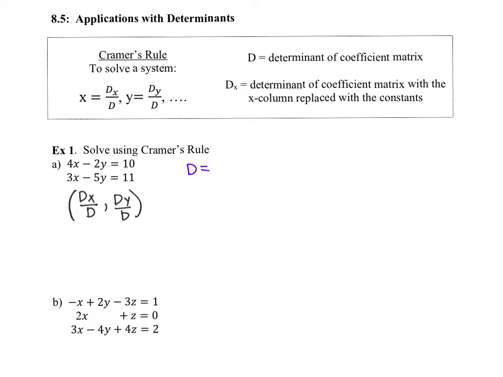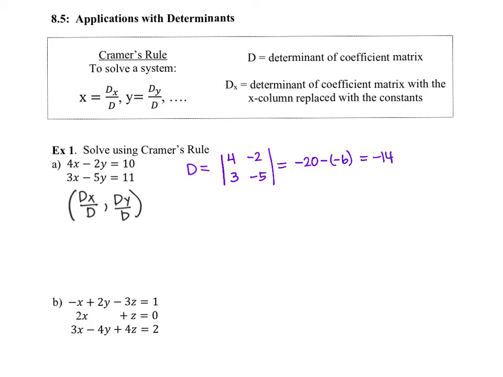Okay, now d is the determinant of the coefficient matrix. The coefficient matrix is the stuff over here because it has the x's and the y's. It's the coefficients. So I'm finding the determinant of this thing, which is a 2 by 2, which makes it pretty easy. This would be negative 20 minus negative 6. So I get negative 14.